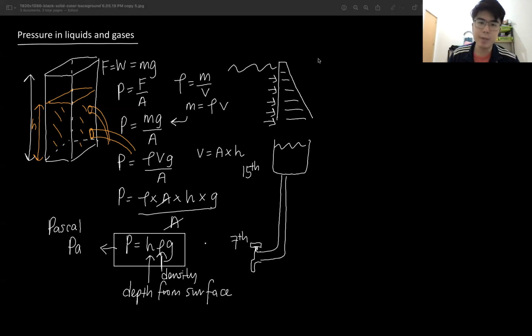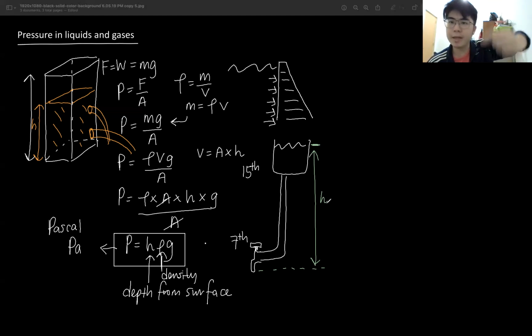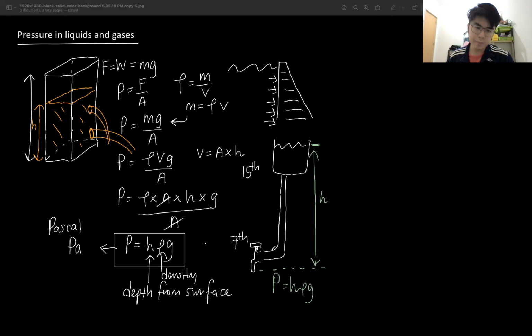The pressure here is measured from the height, from the surface of the water in the tank to your pipe over here. That is the height, that is the depth. So you can calculate the water pressure as you open the tap: P equals h rho g. That high pressure pushes the water out.